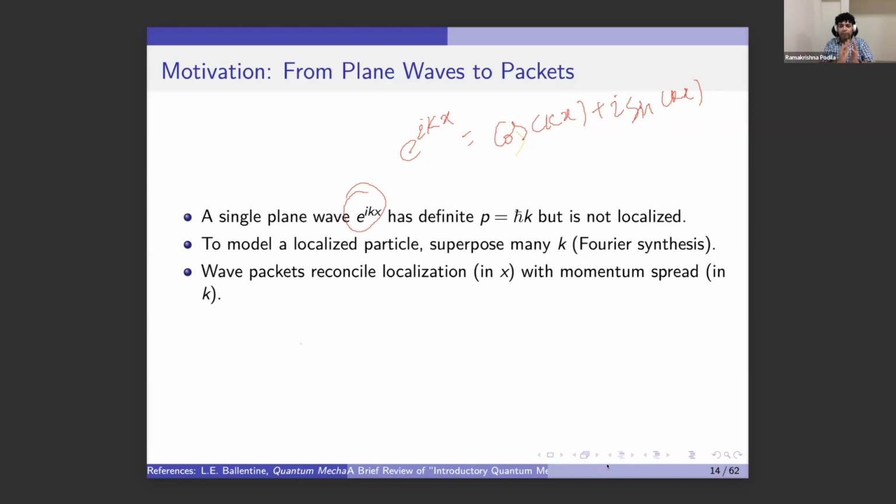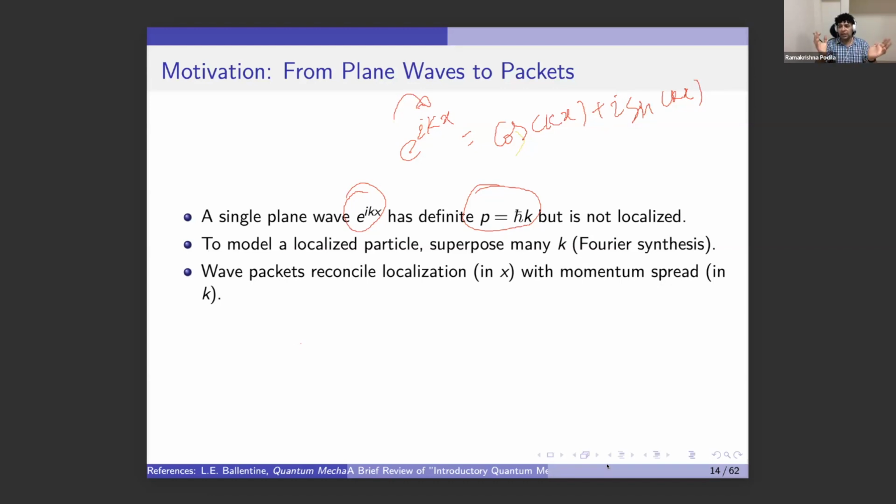It has a definite momentum. Here by momentum we mean this k, related to the wave vector k. And we will look at the de Broglie relation, p is equal to h bar k, towards the end of the second lecture or the first lecture, based on how it goes. But it is not localized. That is, we know the momentum of this, but this plane wave is extended from minus infinity to plus infinity, so it is everywhere. But if I want to model a localized particle, why do I want to model a localized particle?